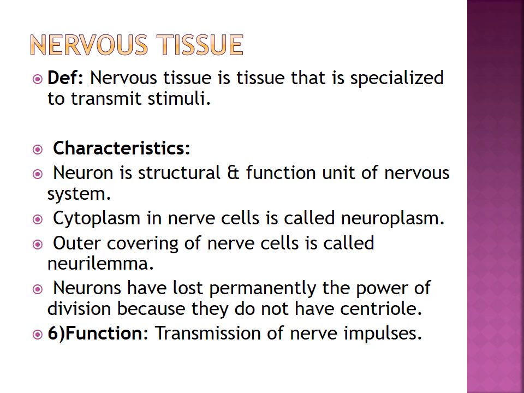Nervous tissue is a specialized tissue which transmits the stimuli. In characteristics, the neuron is the structural and functional unit of the nervous system. The cytoplasm present in the nerve cells is called neuroplasm, and the covering is called neurolemma. Neurons have permanently lost the power of division because they do not have centrioles, so they do not divide, and the function of the neuron is transmission of nerve impulses.